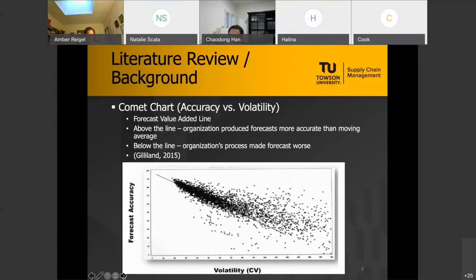All right, so one chart that you can look at to show forecast accuracy versus the variation or the volatility is a comet chart. So that shows the forecast value added line, and anything above the line in this graph is showing that my forecast, or the forecast in this example, was more accurate than a moving average would have been. And anything below the line, we're saying that the organization's process made the forecast worse, and we would have been better off using a more naive forecast similar to a moving average.